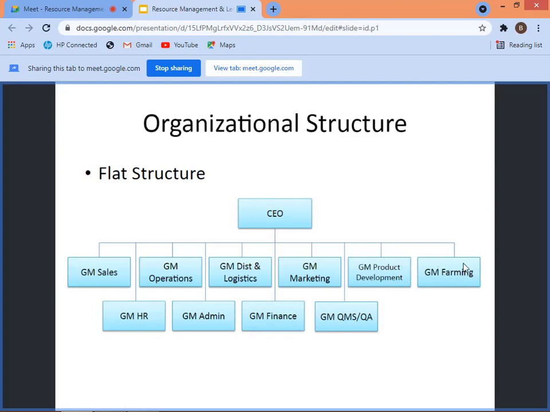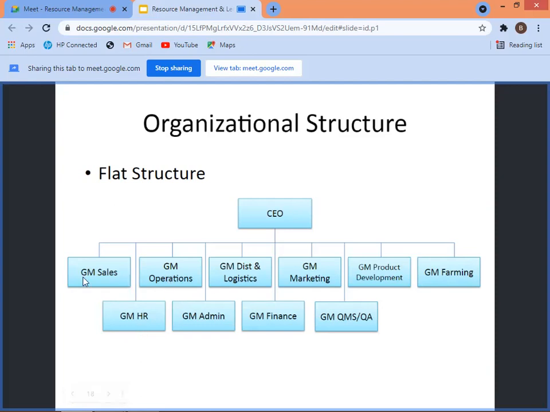GM farming also, if they're having a poultry business, we need more farms. Okay, they need to buy more land for the farms. Poultry or dairy manufacturing, they need more milking cows. They need more silos in the farms, pumping systems in the farms. They need more tractors, equipment, etc. GM HR needs to recruit more people. We need more money. We need to buy a computerized system.